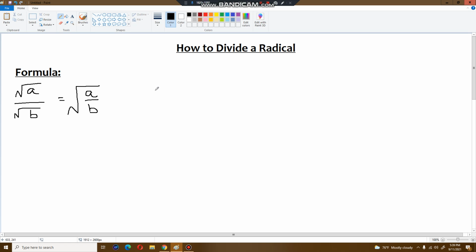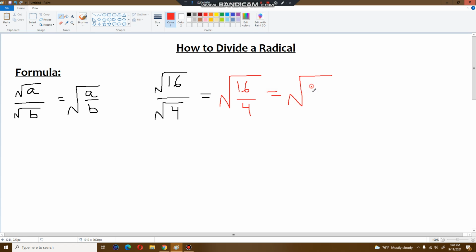Let me give you a real world example. Let's say the square root of 16 divided by the square root of, how about 4? The square root of 16 divided by the square root of 4. I can write it using this formula: the square root of 16 divided by 4. You see that? It's the same thing. I'm just using my formula. And 16 divided by 4 is 4, and the square root of 4 is 2. And there we go, final answer is 2. You see that? Using the formula.